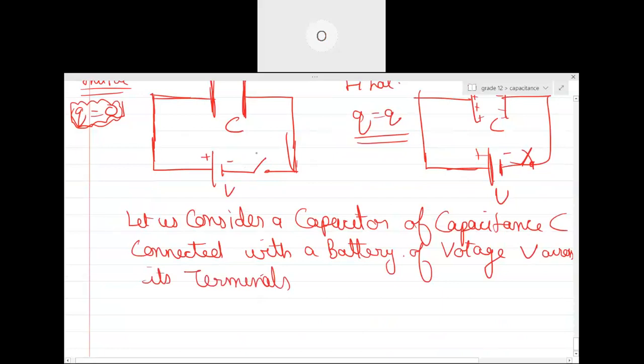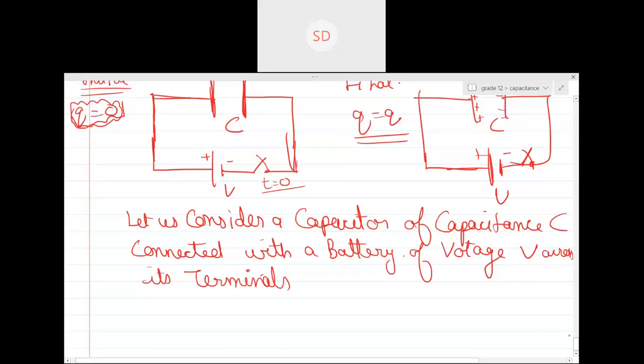Can anyone tell me what this battery will try to do? The battery will try to make the potential across it equal to V, right? Basically, the battery will send a certain charge. In sending a certain charge, the battery will do certain work, right?